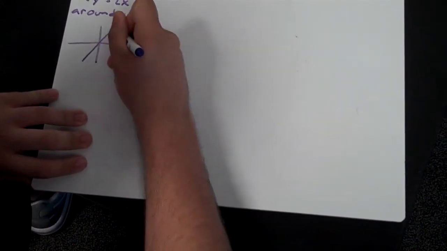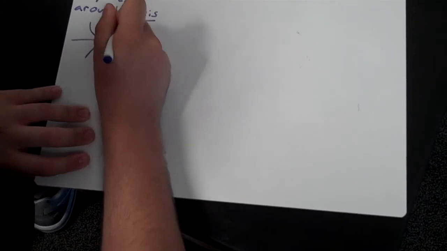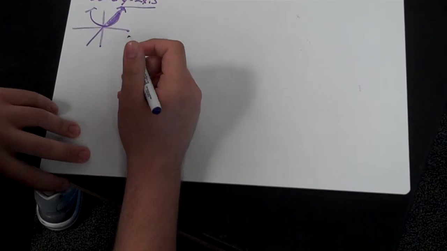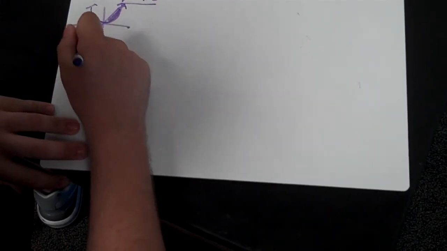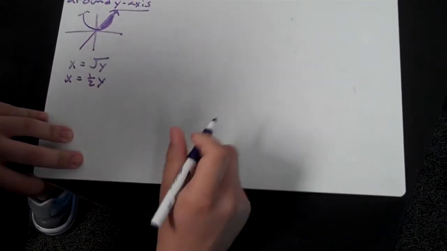Coordinate plane, y equals 2x, and y equals x squared. So, we're finding this area. How do we start doing that? We have to set our equations in terms of x. So, now they're going to become x equals the square root of y, and x equals 1/2 y.